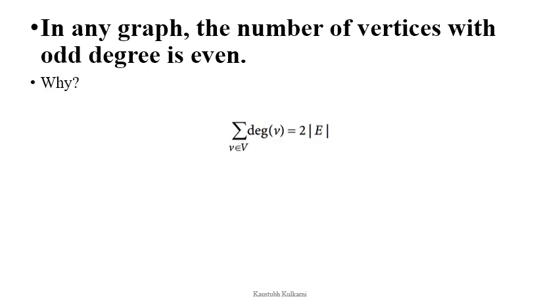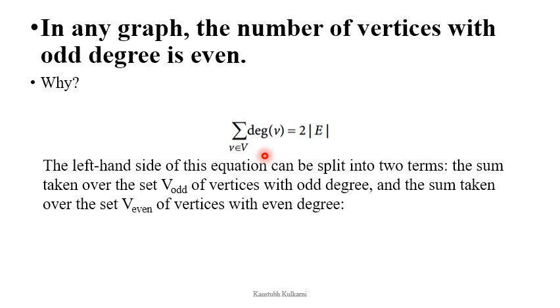Now, why is this so? Because obviously, this particular quantity, if we divide it by 2, should be a whole number. And this is only possible if this quantity is even. Now, the left-hand side of this equation can be split into two terms: the sum taken over the set V odd of vertices with odd degree, and the sum taken over the set V even of vertices with even degree.